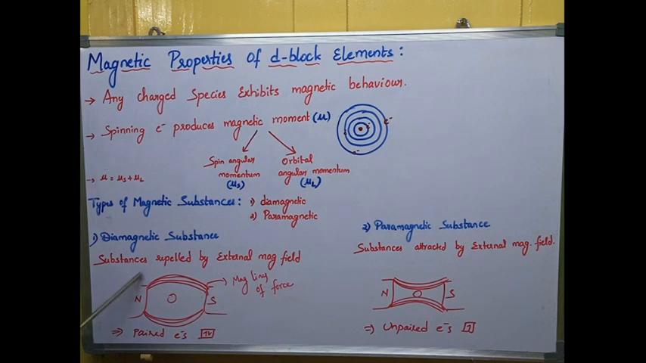In case of a diamagnetic substance, the magnetic lines of force are anti-parallel to the substance. In case of a paramagnetic substance, the magnetic lines of force are parallel to the substance. This is about the types of magnetic substances: one is diamagnetic and the other is paramagnetic substances.